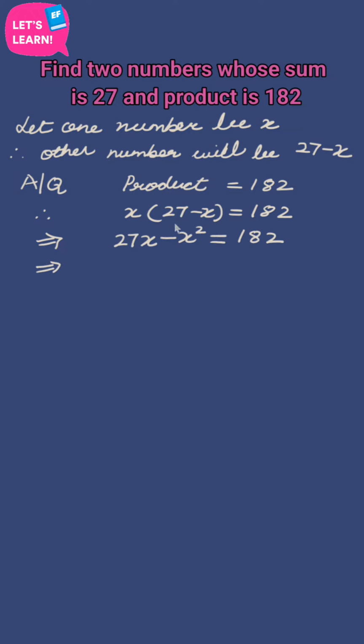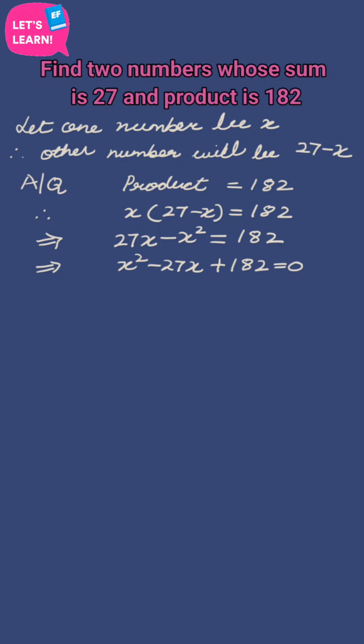Now, as the square term of this expression is negative, to make it positive, we can take all the terms of the LHS to the RHS, and we have x squared minus 27x plus 182 equal to 0. So this is the equation representing the given situation. Now to solve this, I am using the factoring method.